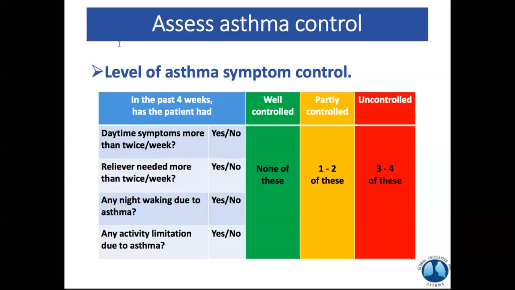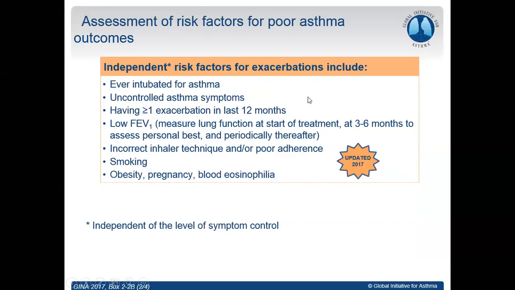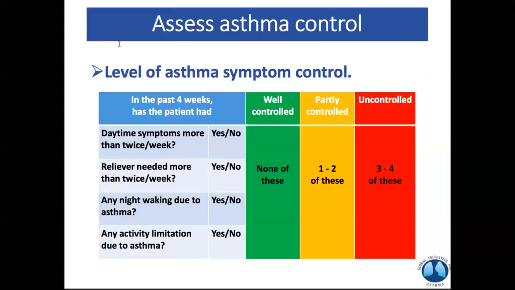And suppose he is partly controlled or uncontrolled, then we are going to check his technique, whether he is doing everything right or not, and we are going to step up the treatment. Suppose he is well controlled, he is doing well, then we are going to step down the treatment. So your step up or step down treatment depends upon his asthma control. And what is asthma control is these 4 points you should remember. Okay, don't worry, I'll be sharing the slide set for you all.